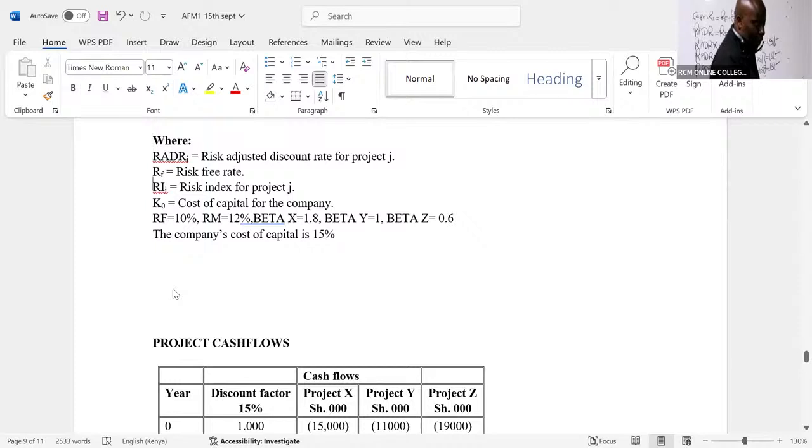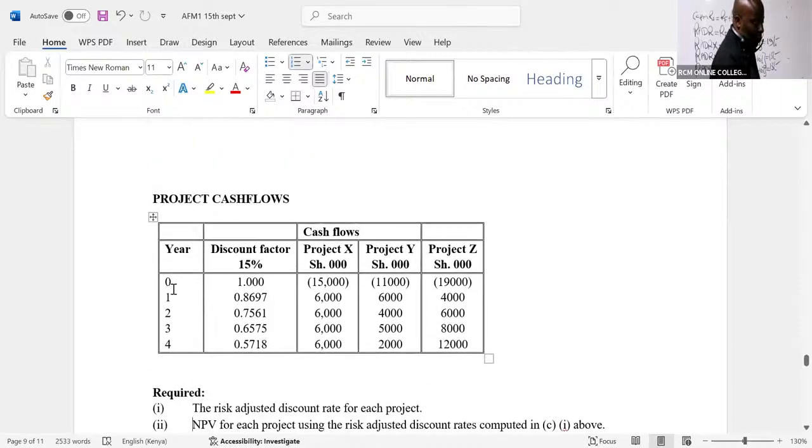So for number 2 of this question, they have given us the cash flows for each project, and then they want us now to give them the NPV for each project using the RADR. So let's start with project X. Please copy the cash flows of project X. We handle the projects separately because, of course, they have different risk profiles.